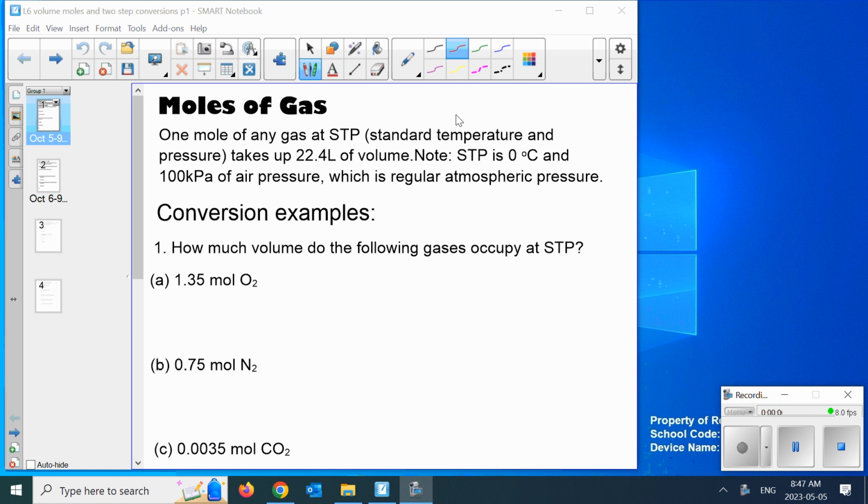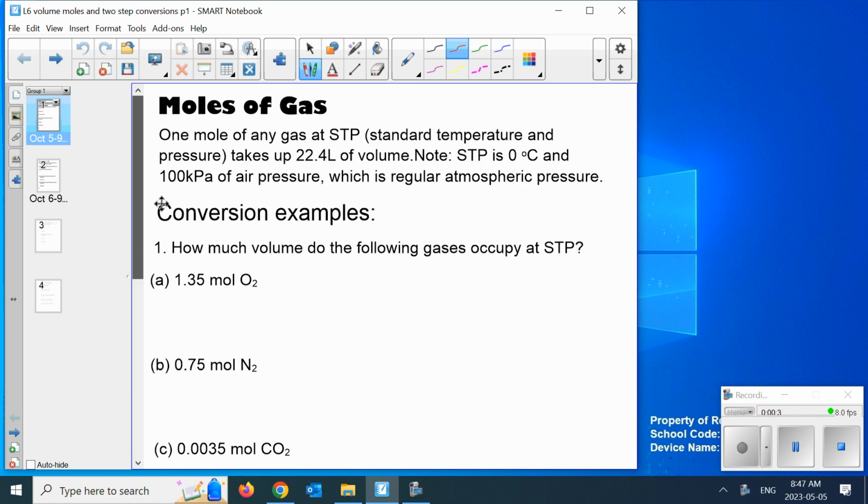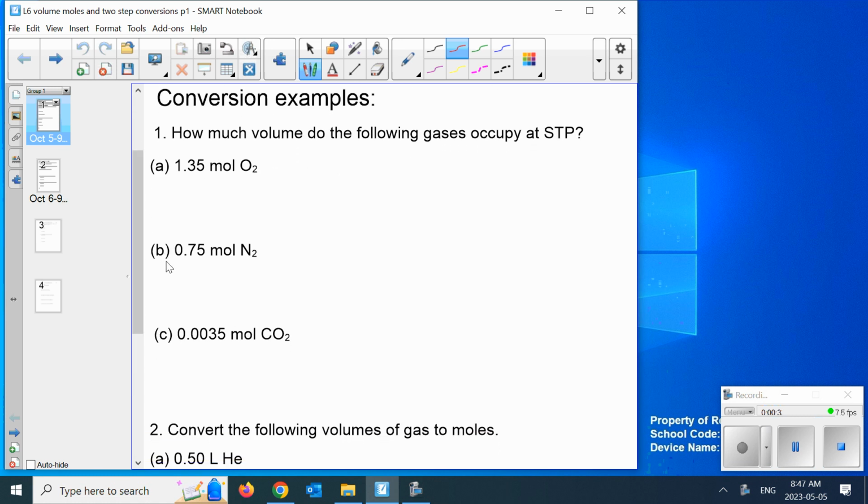We're going over, and we've already talked a little bit about moles of gas. STP, standard temperature and pressure, is 0 degrees and regular atmospheric pressure, about 100 kilopascals. A mole of any gas, it doesn't matter what type of gas, is always 22.4 liters of space, of volume. We're going to go through some conversion examples, and they're repetitive calculations. So, how much volume do the following gases occupy at STP?